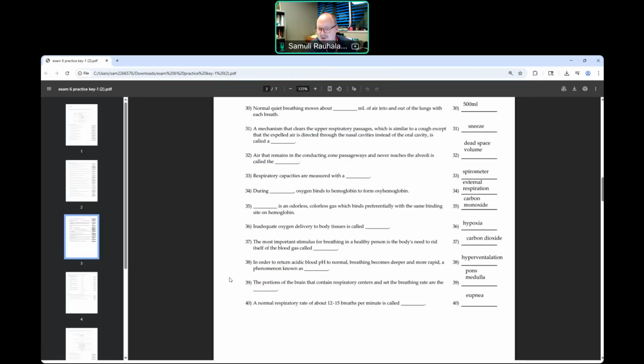And finally, on this page, eupnea was normal respiratory rate of 12 to 15 breaths per minute. This is the medical term for normal, quiet, unlabored breathing that occurs at rest. Remember regular rhythm and passive expiration. It is considered as the baseline of the respiratory state.